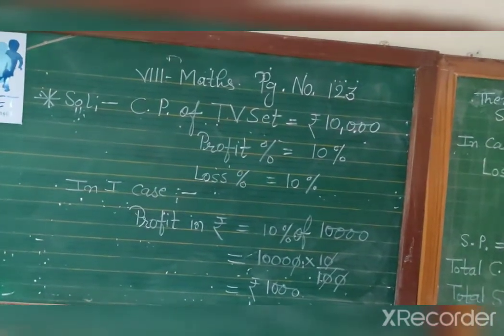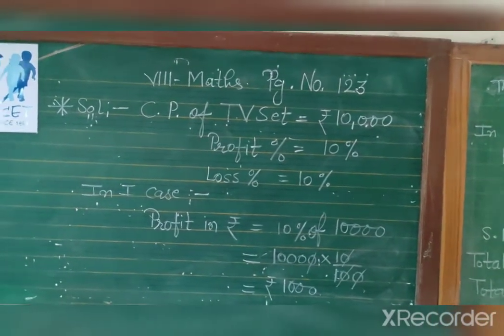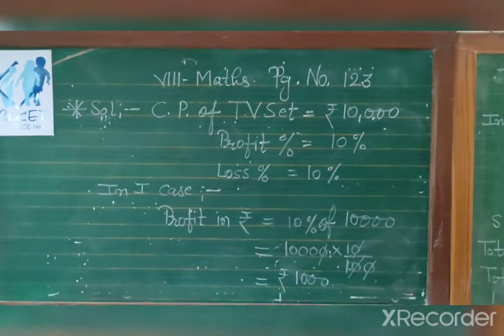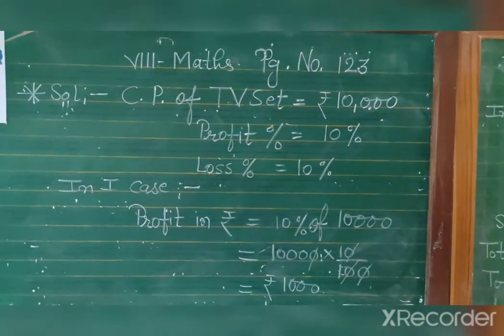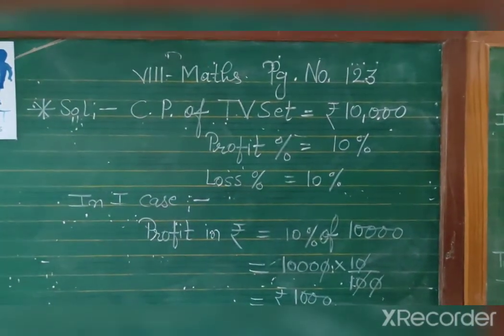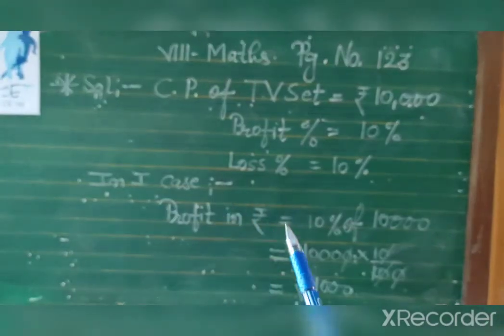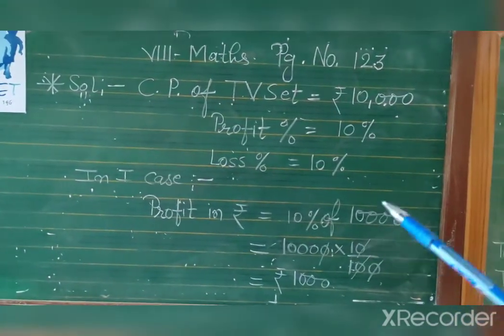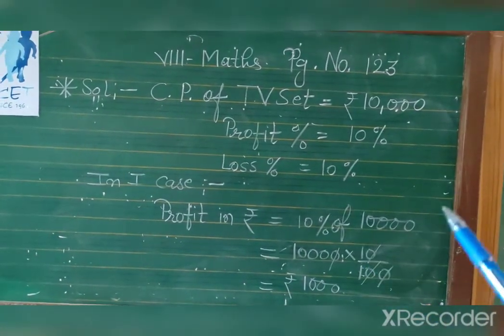Okay, now you can see here cost price of a TV set is equal to rupees 10,000. So cost price of two TV sets will be rupees 20,000. It's clear. Now in the first case given profit percentage is equal to 10%. In the second case it is given loss percentage is equal to 10%. Now what we will do in the first case, profit in rupees first we will calculate. So 10% of 10,000, that means 10,000 into 10 upon 100.